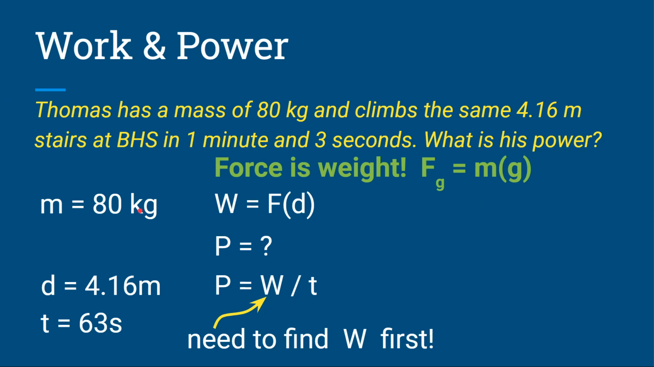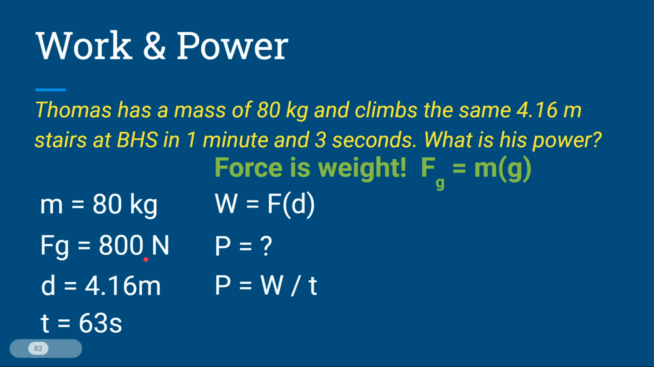I have his mass. His weight, Fg, is equal to mass times gravity on Earth. Now I'm going to use 10 and round it, instead of using 9.8. So we're going to get an approximate answer. If you're doing it, you're going to want to use 9.8 later on. But I'm going to say his weight is 800 newtons. I did 80 times 10. Okay, so we're going to get an approximate answer.